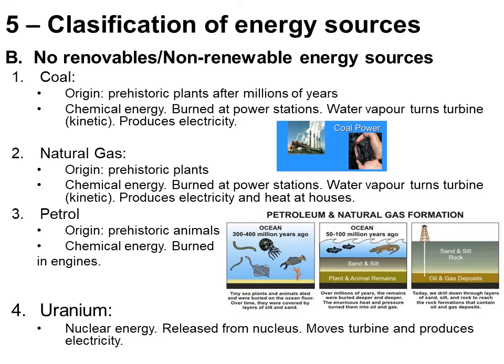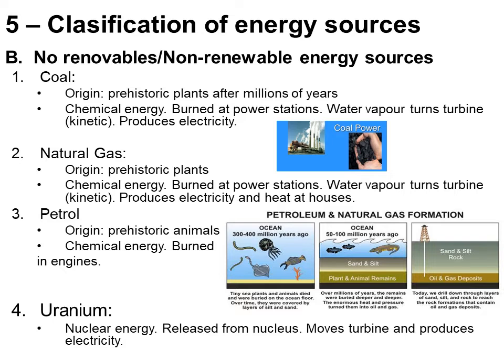Coal, carbón. It's created from prehistoric plants after millions of years of being buried under tons of dirt. And those plants had chemical energy. When it's stored as coal, it's turned into a stone, and that stone contains that chemical energy that can be burned at power stations. Again, when you burn, you produce heat, you turn liquid water into water vapor, and use that transformation to turn a turbine that produces electricity.